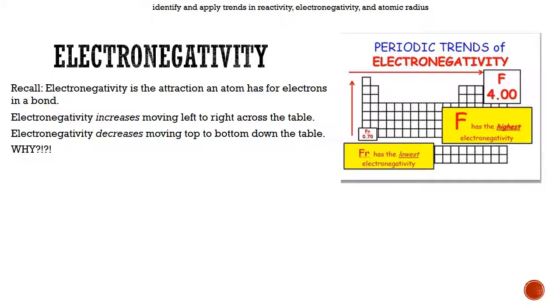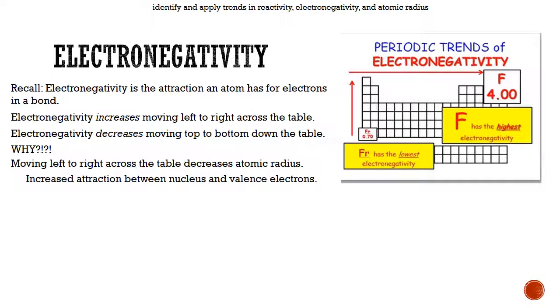We don't just want to know what the trend is, we want to understand why the trend is what it is. So if I think about moving left to right across the table, remember that decreases the atomic radius. The atoms get smaller as we work from left to right across the table. Well, that means there's going to be an increased attraction between the nucleus and valence electrons. And remember, electronegativity is the attraction for electrons in a bond. The electrons that do bonding are valence electrons. So in a way, you could say electronegativity is the attraction atoms have for valence electrons.